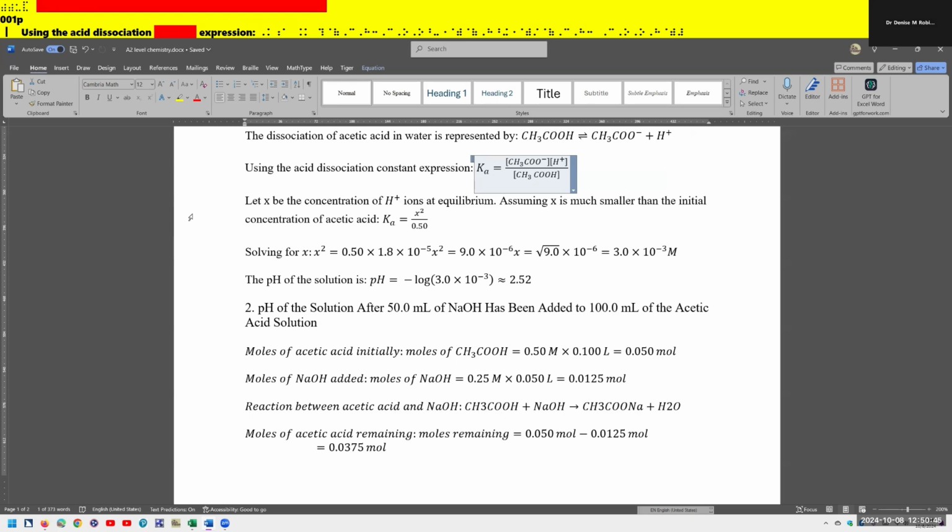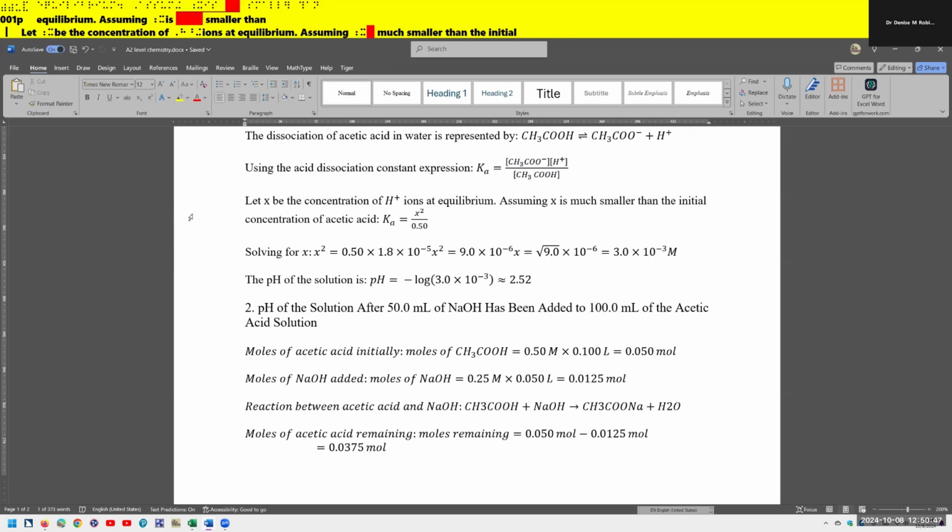Let's go ahead and continue to down arrow. Let math contents be the concentration of math content cap H superscript plus ions at equilibrium, assuming math content this much smaller than the initial. Now you'll notice it stopped reading because I down arrowed instead of control down arrow. I'm going to down arrow one more time and then I'm going to continue to control down arrow.